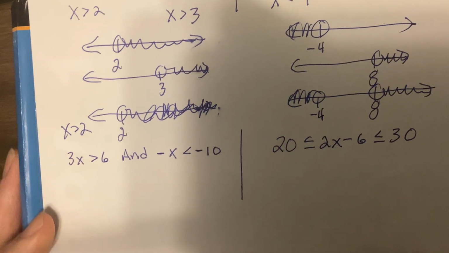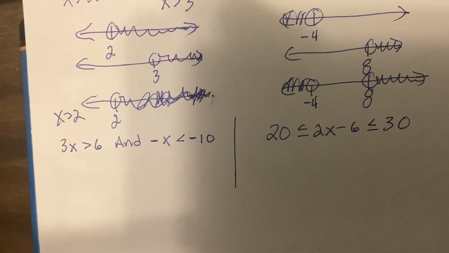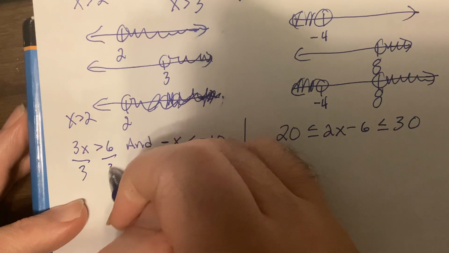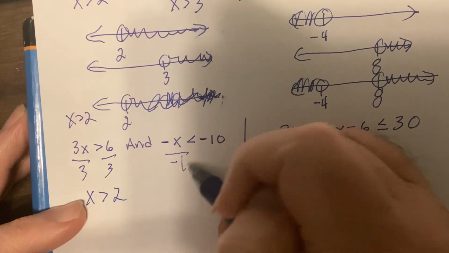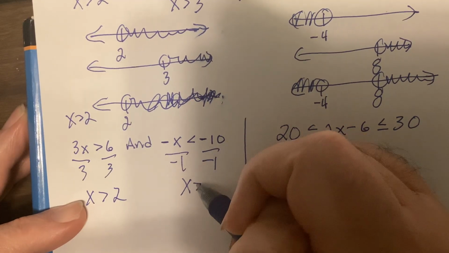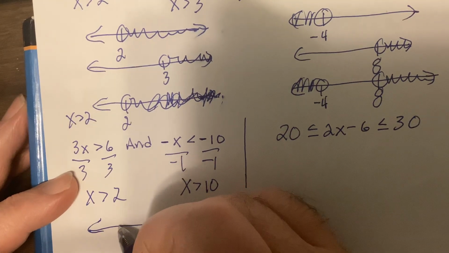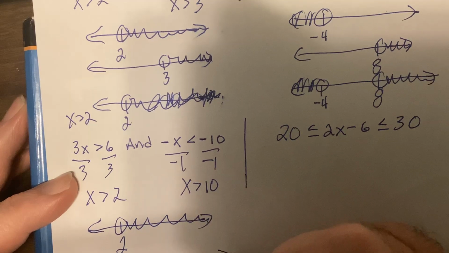Now and has to be shaded on both. Where does the shading overlap? So here I divide by 3. Here I take the opposite. Switch the inequality because I divided by negative. Here's greater than 2. Here's greater than 10.